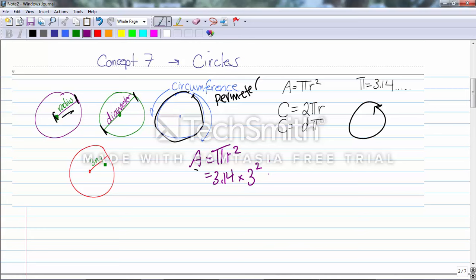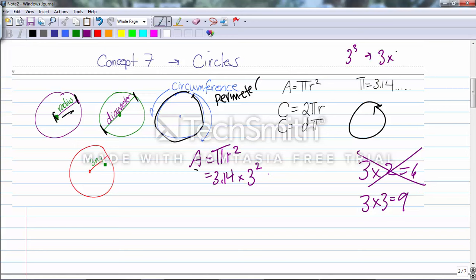Now squared does not mean 3 times 2, which is 6, right? That's incorrect. Squared means how many times you're going to multiply the number by itself. So 3 squared is 3 times 3, which is 9. If it were 3 cubed, I would go 3 times 3 is 9, times 3 is 27. A little bit different. So this question says 3.14 times 9.